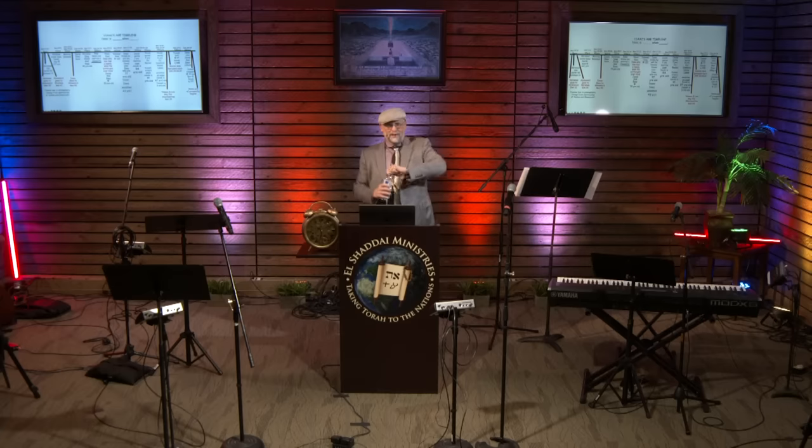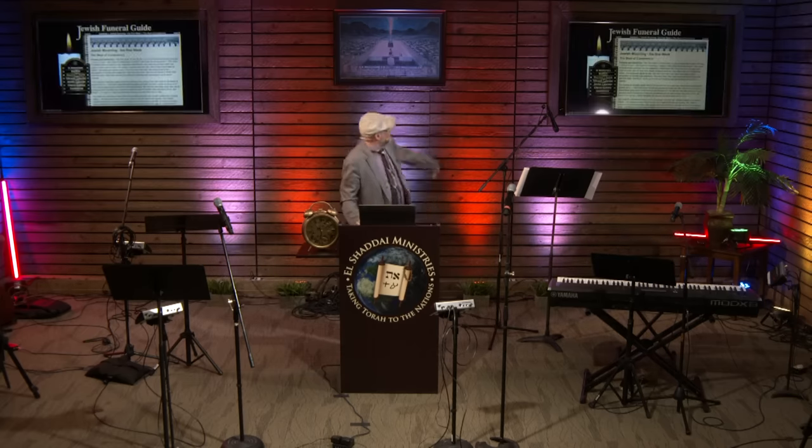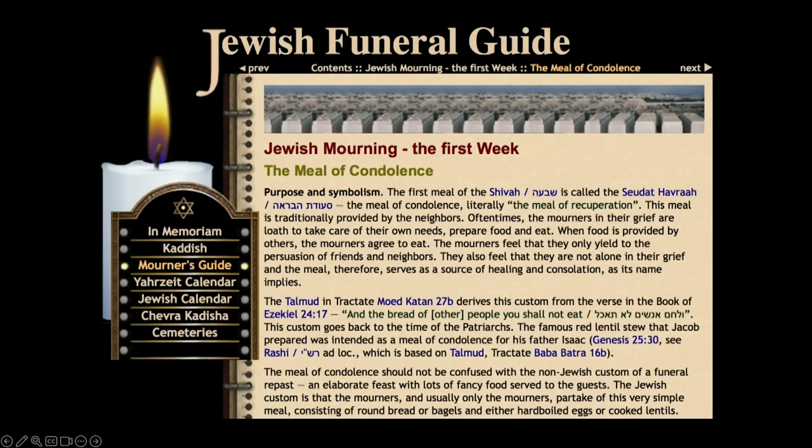Okay, so now look at this. Genesis 25:34. Jacob gave Esau what? Bread and lentils. Do you see that? Bread and lentils. Well, guess what? For thousands of years, it's been this way. Here is a Jewish funeral guide, and you look, this is the meal of condolence, and what do they serve? Bread and lentils. That tells you, when he's doing this, someone has died.